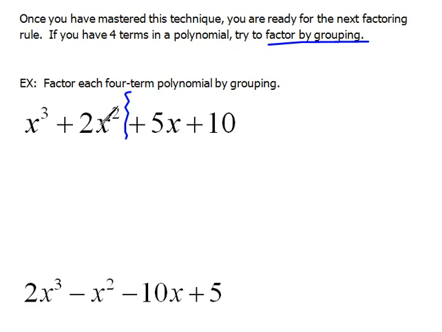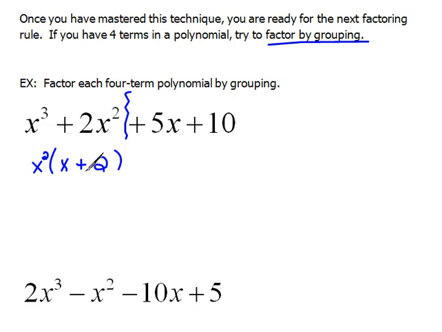Now look at each one of these separately. Just looking at the first 2 terms, what do they have in common? Well, they have an x squared in common. So now let's do reverse distribution out only on those first 2 terms. X squared times what would give you x cubed? Well, that would be an x. And x squared times what would give you a positive 2x squared? That would be a plus 2.